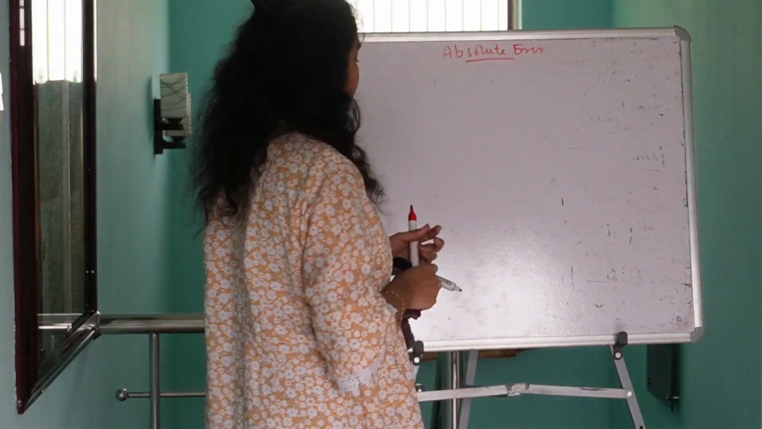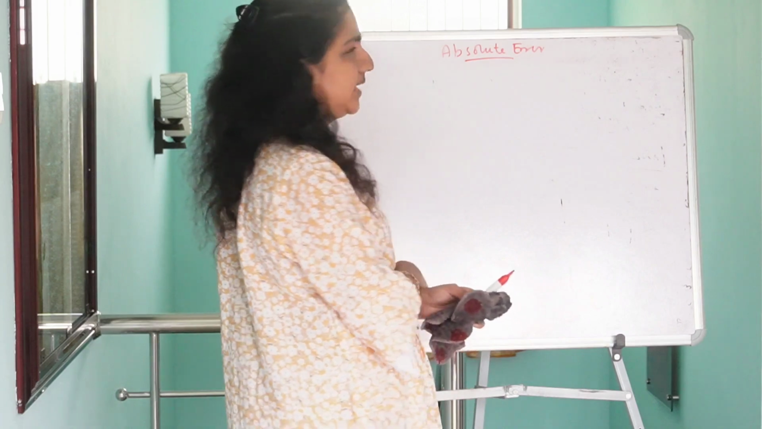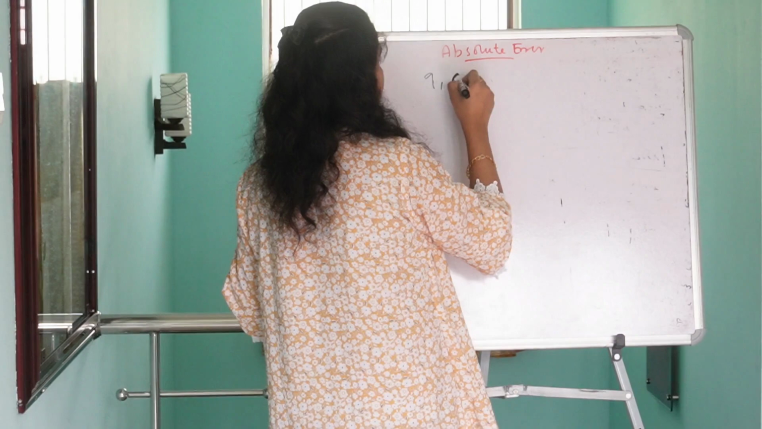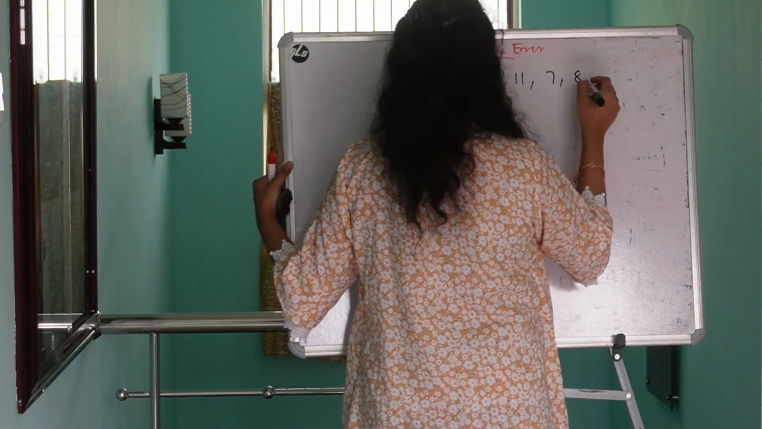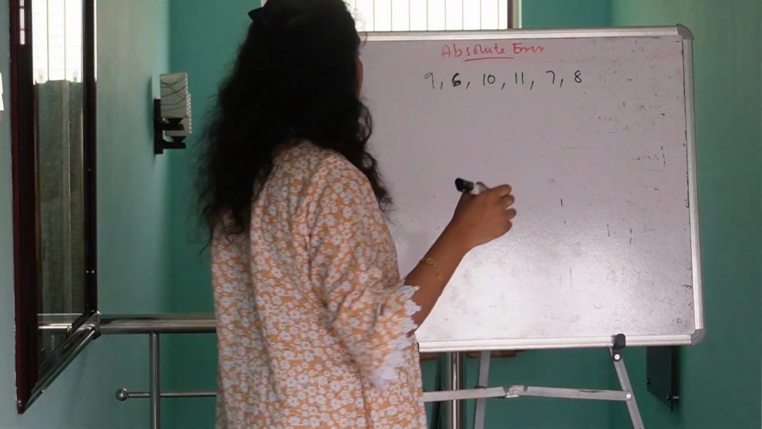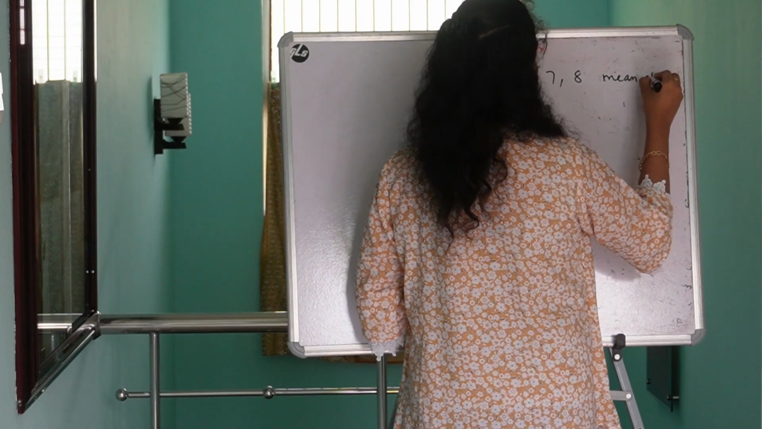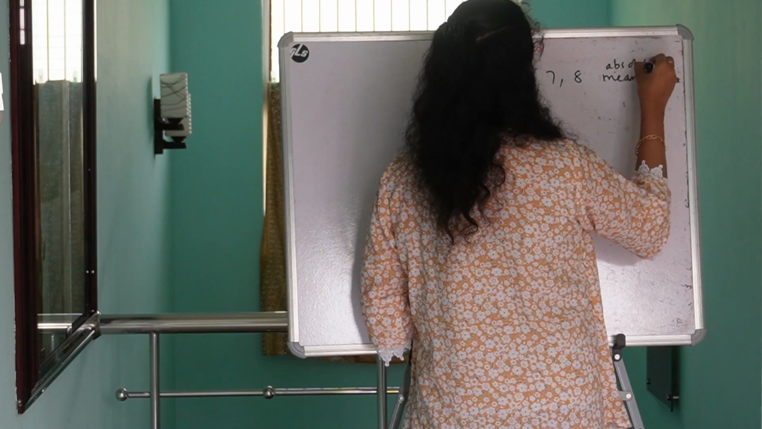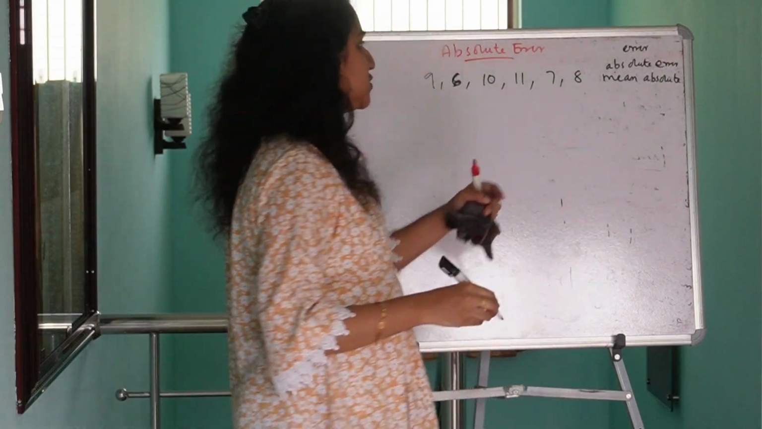So here I am measuring the mass of something for some 5 to 6 times, and I got values as 9, 6, 10, 11, 7, 8, yes, 6 values. And I am asked to calculate mean absolute error and simply error. Yes. Here I am asked to find three things.